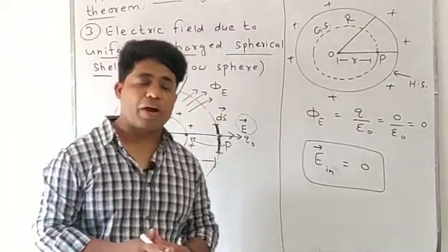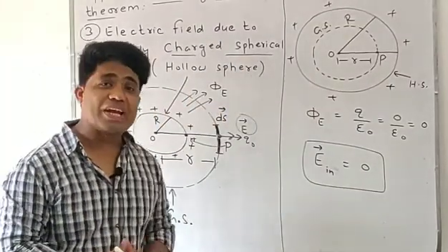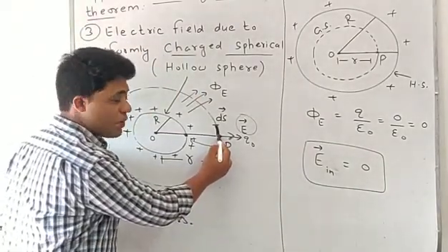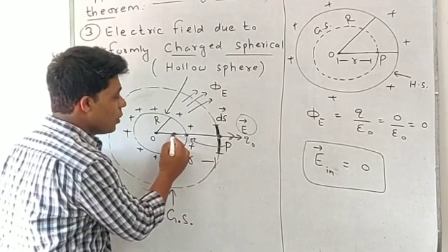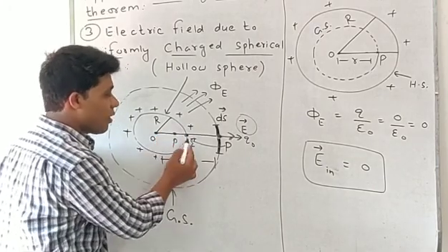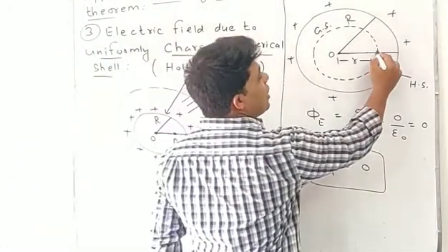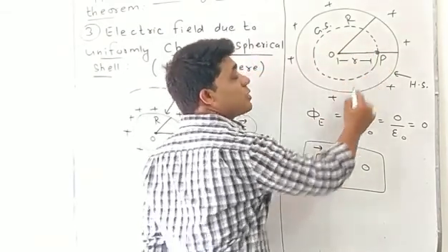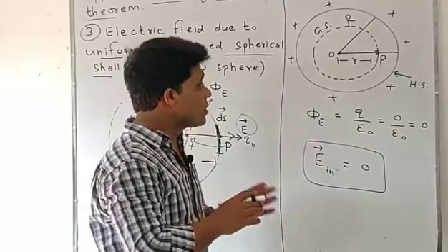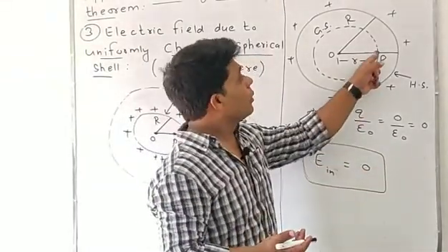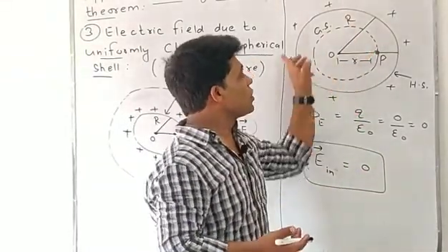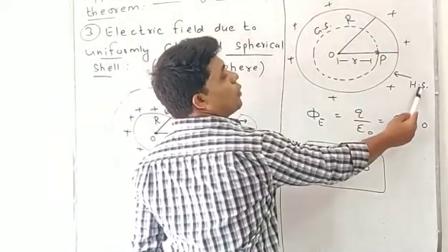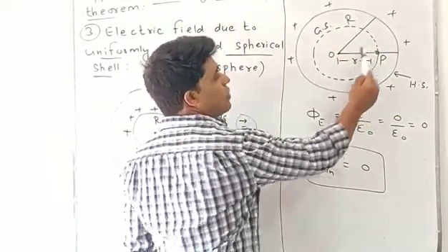Now students, we will find finally the electric field inside the hollow sphere. That was the first case, outside the sphere, and then on the surface. Now we'll find it inside the sphere. When P comes inside, this will be assumed as the Gaussian surface. This time the Gaussian surface will be made inside the hollow sphere. So the outer one is the hollow sphere and this is the Gaussian surface.